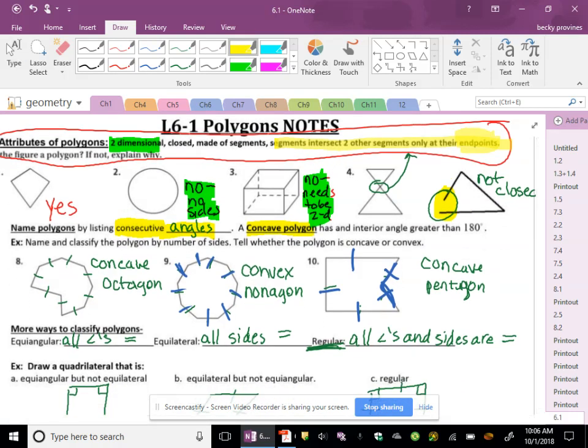Equiangular. Okay, the word equiangular means all the angles are congruent. And equilateral means all the sides are congruent or equal. So when you put those two things together, you get regular. And regular means all the angles and all the sides are equal.